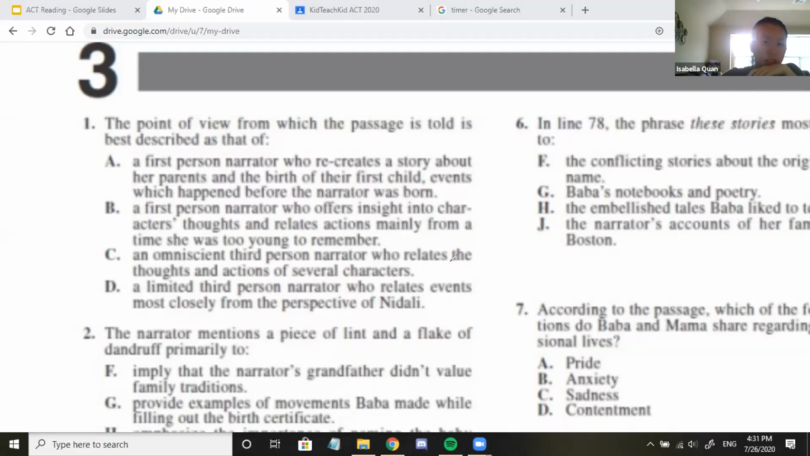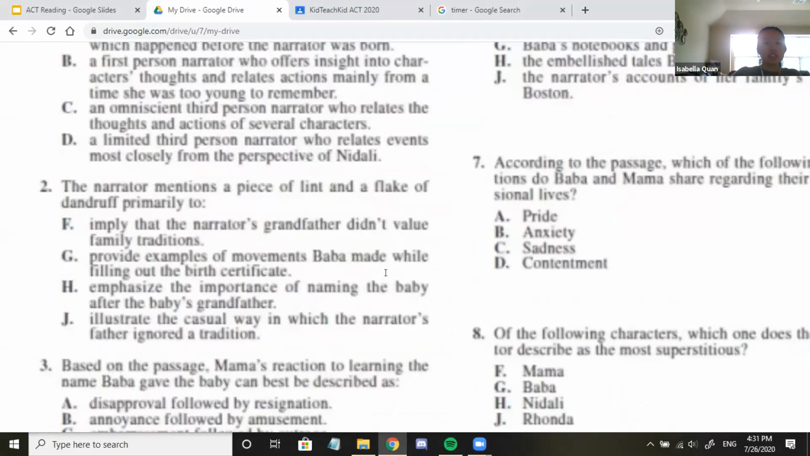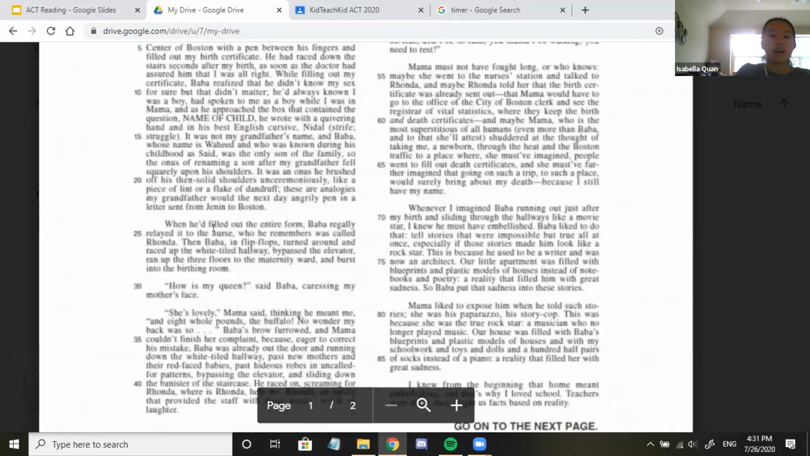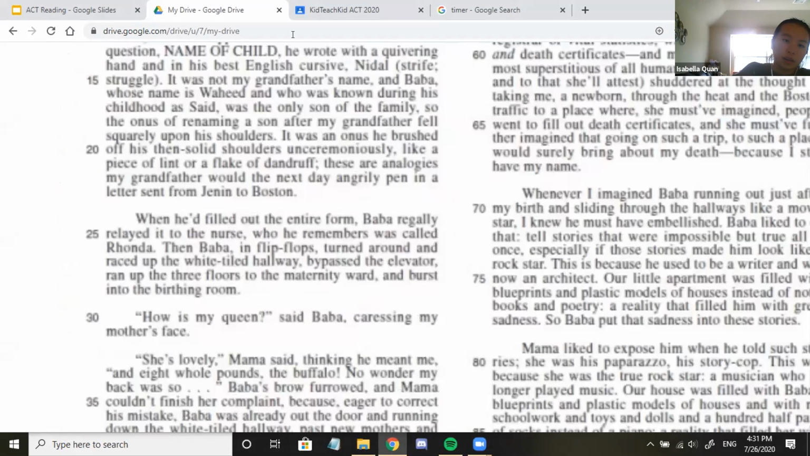And next, let's talk about number two. The narrator mentions a piece of flint and a flake of dandruff too. First of all, this is where a specific detail gets brought up, and what you should immediately do is go back to the passage, and you'll see it in line 21. This is generally where it can be really hard to find these details, and I don't have any really good tips for those. I do have a slide devoted to that in the slideshow, but yeah, just good luck with finding it.